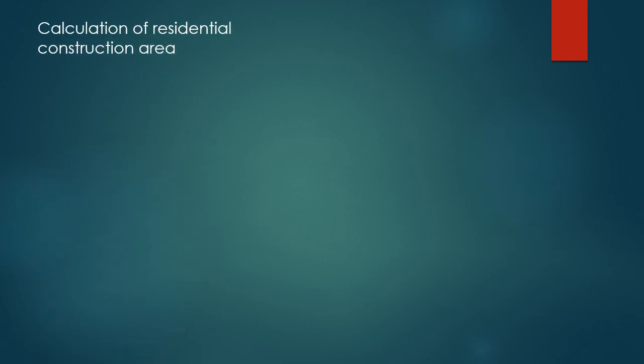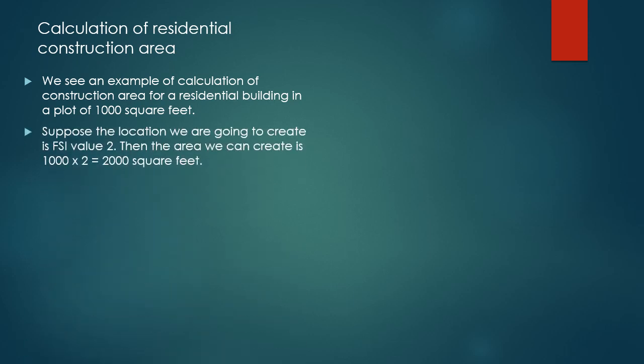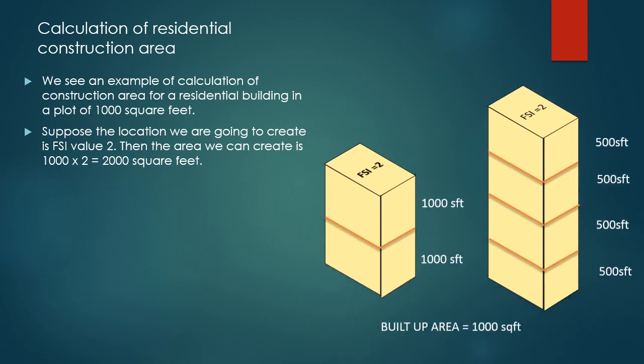Calculation of a residential construction area. We see an example of calculation of construction area for a residential building on a plot of 1000 square feet. Suppose the location allows an FSI value of 2, then the area we can construct is 1000 into 2, which is 2000 square feet. See the images. They indicate that you can construct 2 floors of 1000 square feet or 4 floors of 500 square feet; both are FSI 2 only.